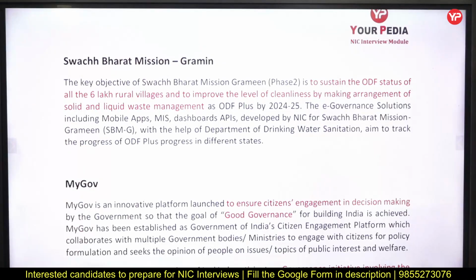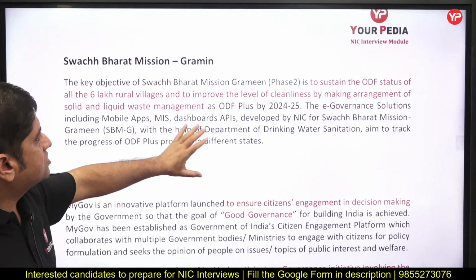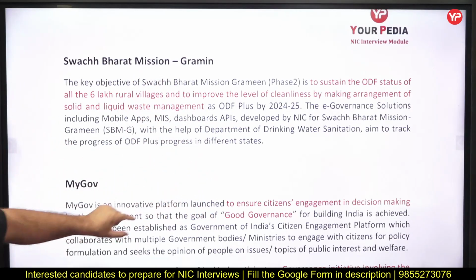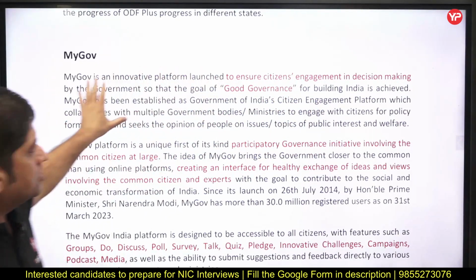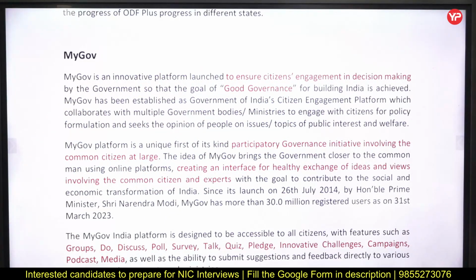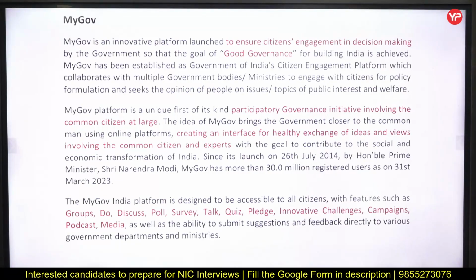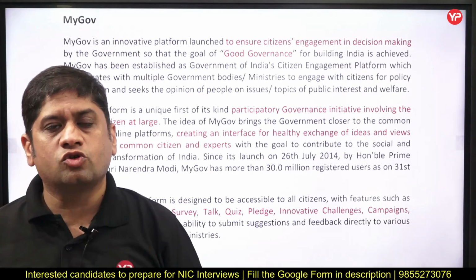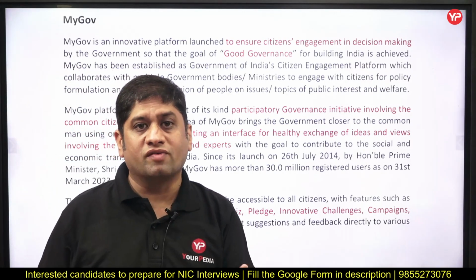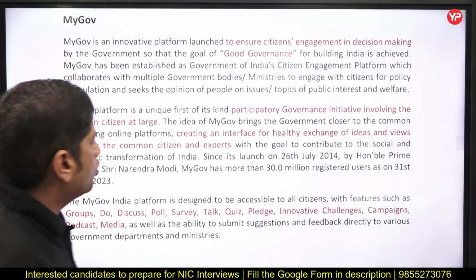Open defecation free status is to be provided to lakhs of rural villages, to improve the cleanliness in these villages. And MyGov is nothing but good governance के लिए entire citizens engagement in various decision makings of governments that is to be done. So it is a unique and first of its kind participatory government initiative involving the various people in their decision making. So MyGov means whatever government is doing to me, I can contribute into the governance, and I can give my own opinion to that.